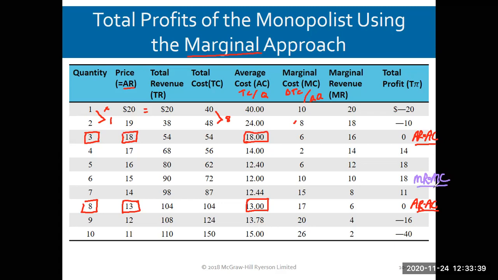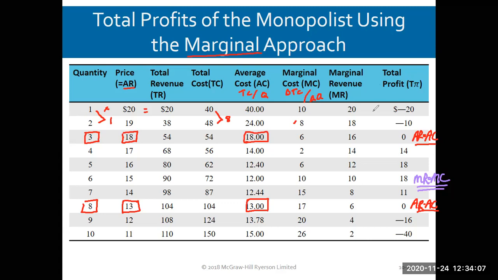Only before, in perfect competition, we said price was the same as marginal revenue. So we just looked for price equaling marginal cost. Here, price is not the same as marginal revenue. Here's our price column. I'll just go down it. And here's our marginal revenue column. They're different in monopoly, but we still use the same profit maximizing condition where MR equals MC.